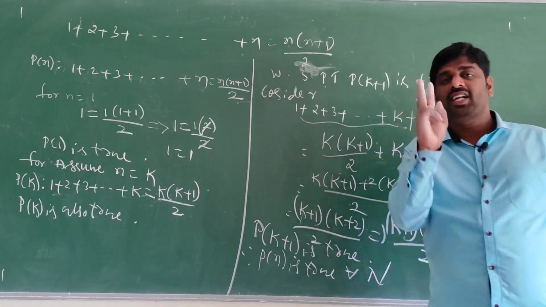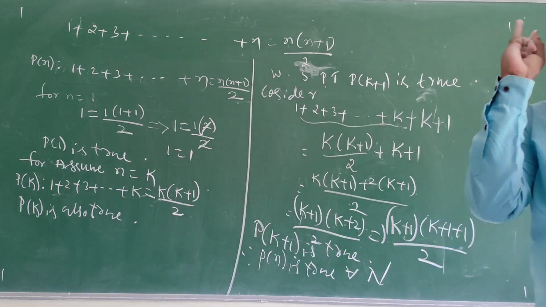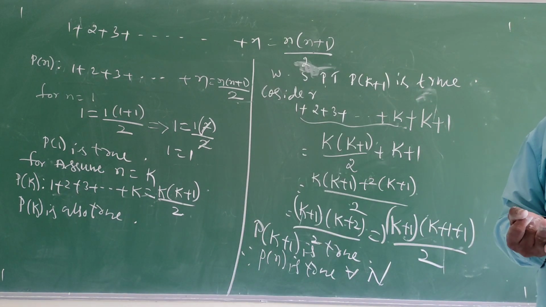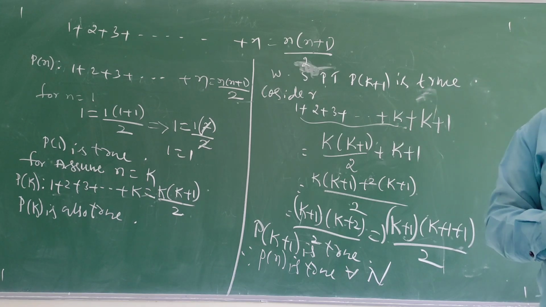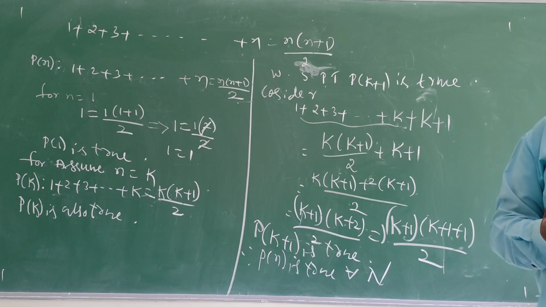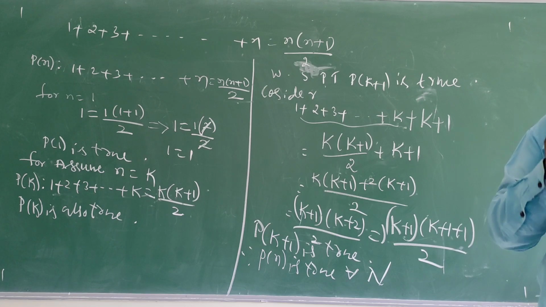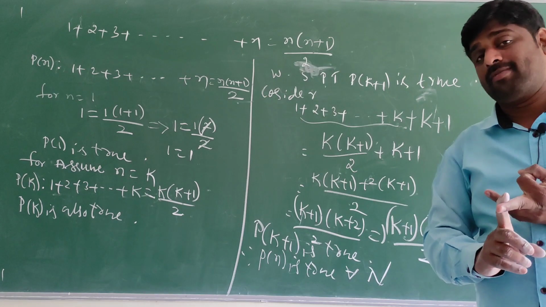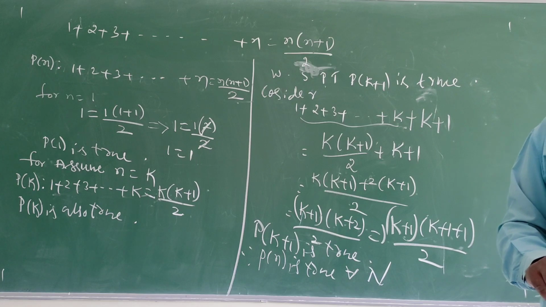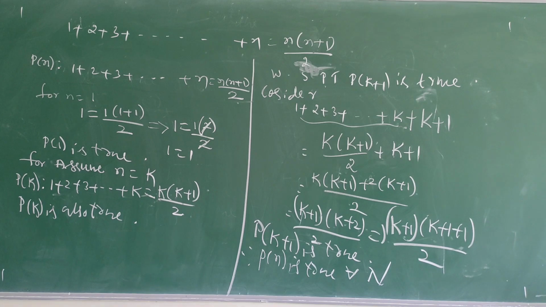Here 3 gunshot questions are there. 1 plus 2 plus 3 plus so on plus n is equal to n into n plus 1 divided by 2. Another gunshot question is 1 square plus 2 square plus 3 square plus so on plus n square equals n into n plus 1 into 2n plus 1 divided by 6. That is the second gunshot question. Third gunshot question: 1 cube plus 2 cube plus 3 cube plus so on plus n cube equals n into n plus 1 divided by 2 whole square.